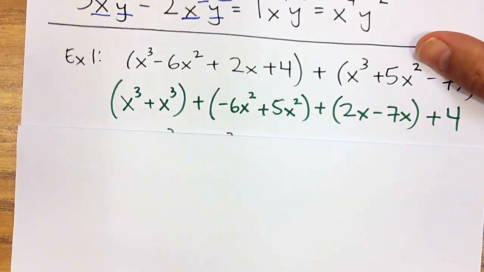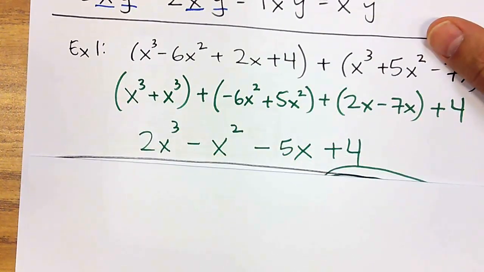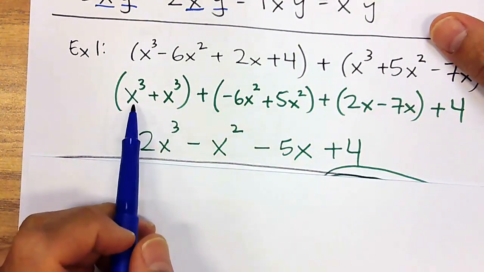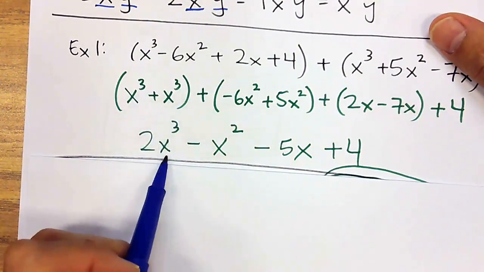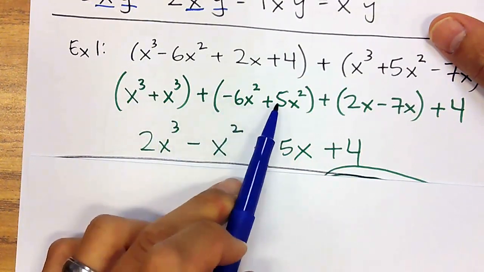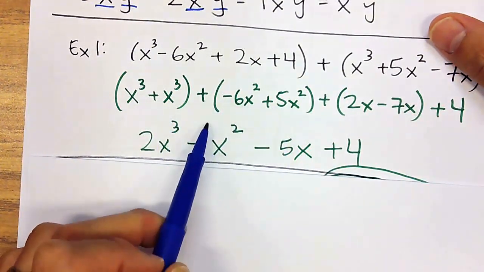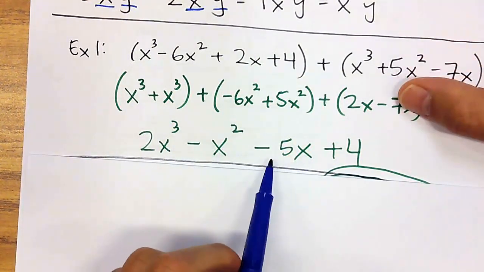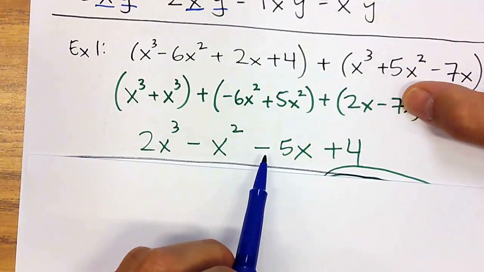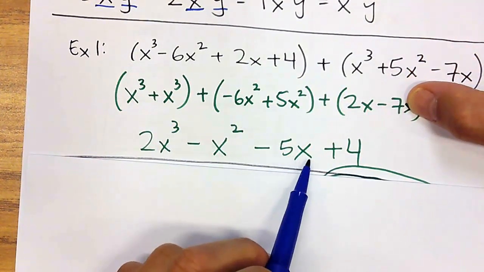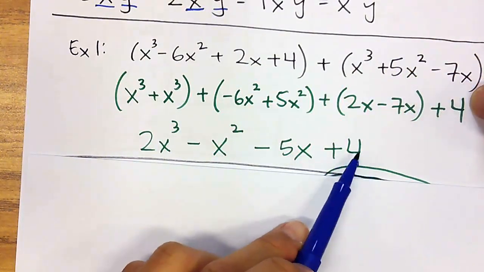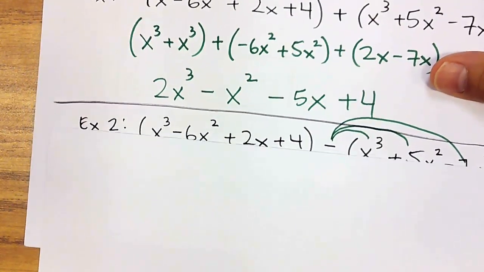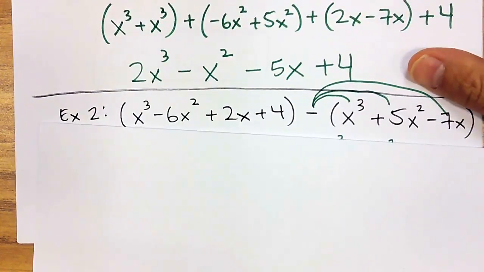And now we're just going to do what we did above. Since we know that we have all the same exponents and the variables, we're good to collect them. So x cubed plus x cubed is 2x cubed. Negative 6 plus 5 is negative 1. Notice that I did not put a 1 there. It's just negative x squared. 2 minus 7 is negative 5x, plus 4. Okay, that is adding. Now we're going to subtract.